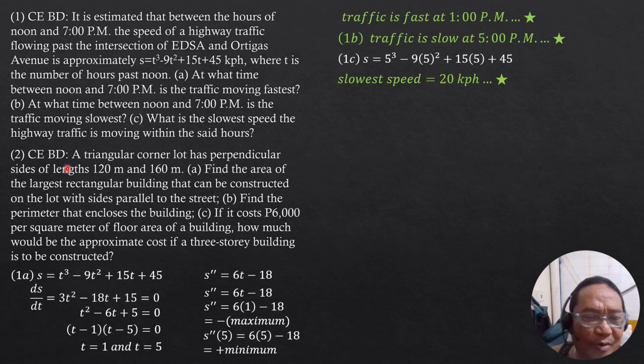This was also civil engineer licensure exam. A triangular corner lot has perpendicular sides of lengths 120 meters and 160 meters. Find the area of the largest rectangular building that can be constructed on the lot with sides parallel to the street. Find the perimeter that encloses the building and see if it costs 6,000 pesos per square meter of floor area of a building. How much would be the approximate cost if a 3-story building is to be constructed?